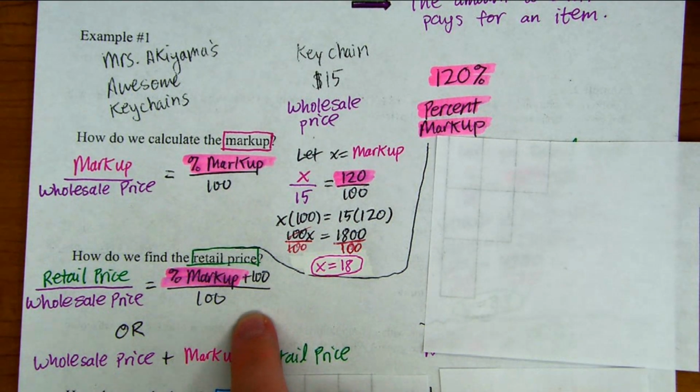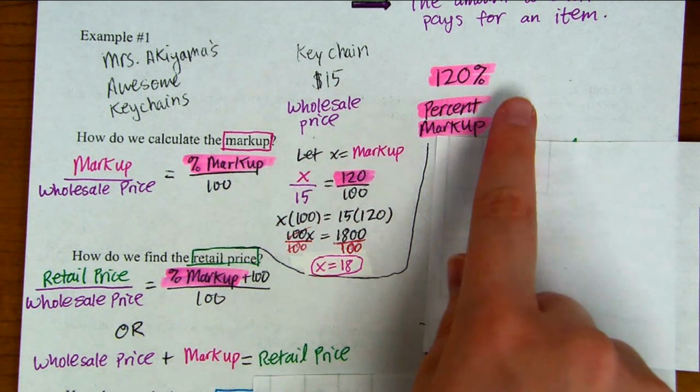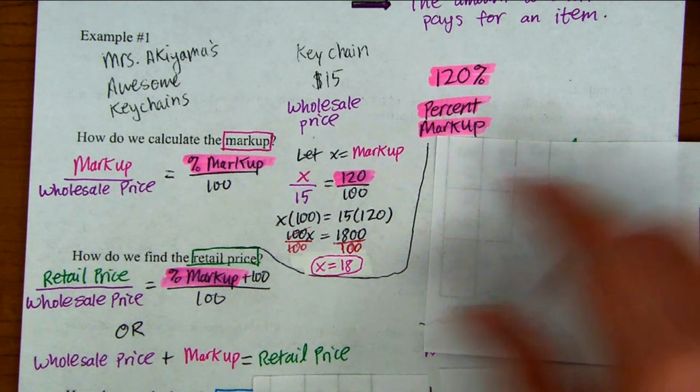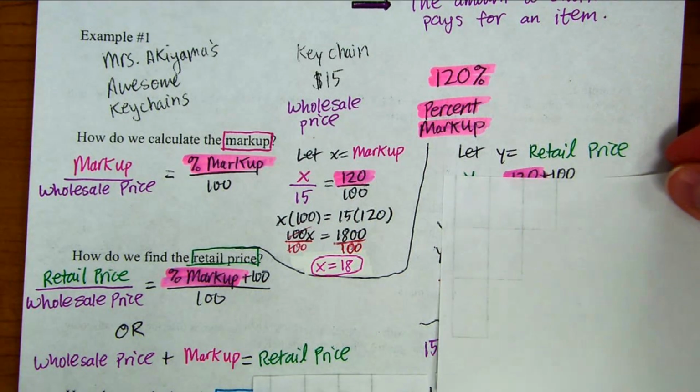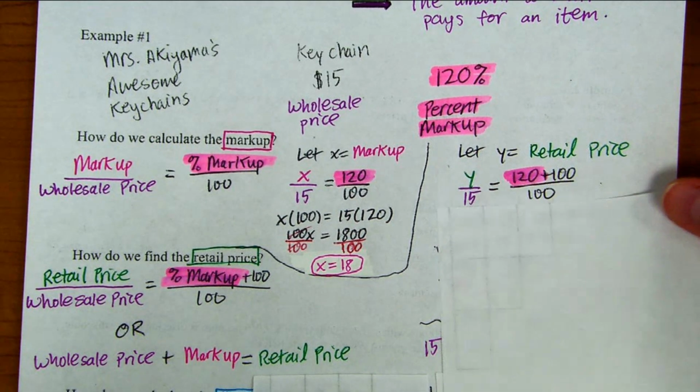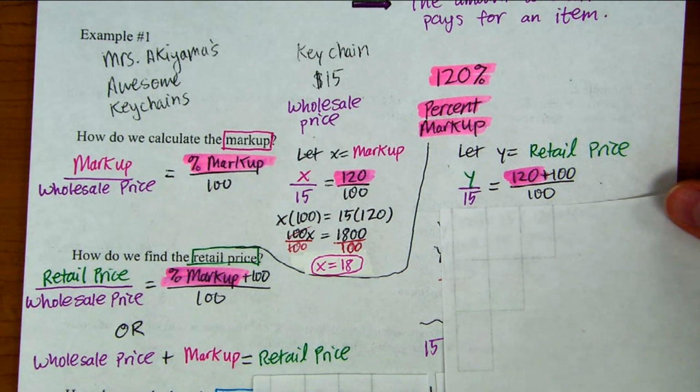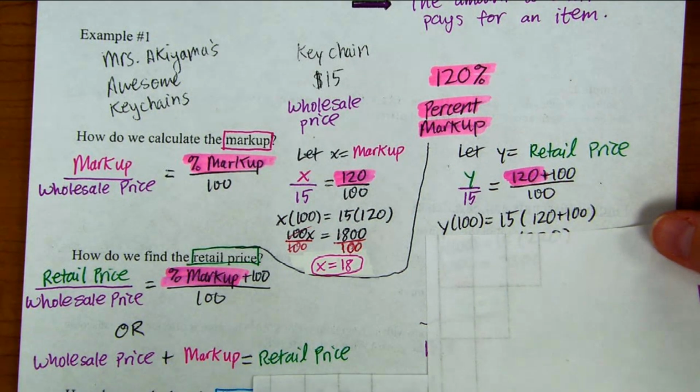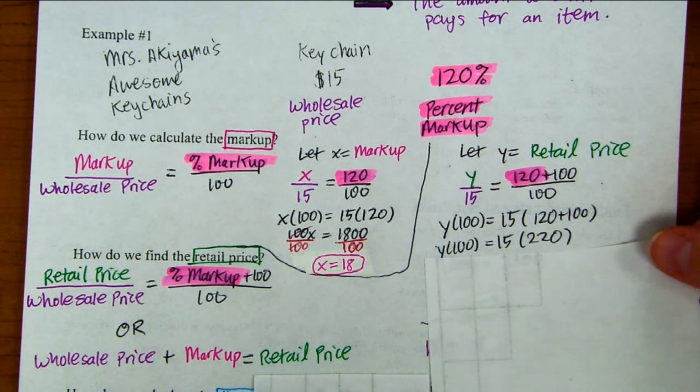So let's see how this looks if we were to use this proportion. If we just wanted to take the original information and calculate the retail price, we could do so like this. So we pick a variable, y, to represent the retail price. It'll be that variable over the wholesale price, which is 15, equals the percent markup, which is 120, plus an extra 100%, all over 100. So when you cross multiply, you'll have y times 100 equals 15 times that entire numerator, which is 120 plus 100, which works out to just be 220.